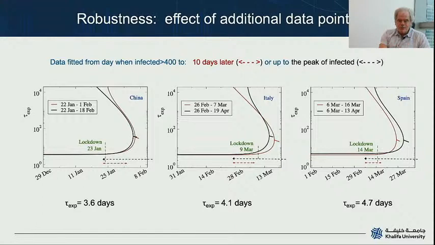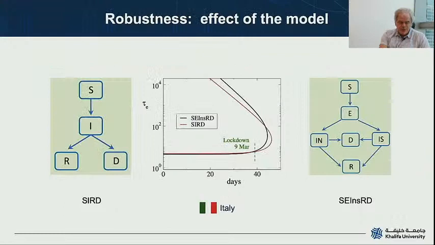The next question is whether robustness is preserved when you use a different model. So here is the case of Italy. The explosive or growth time scales here in the middle, you see the two models on the left and on the right. Both models basically reproduce exactly the same time scale.